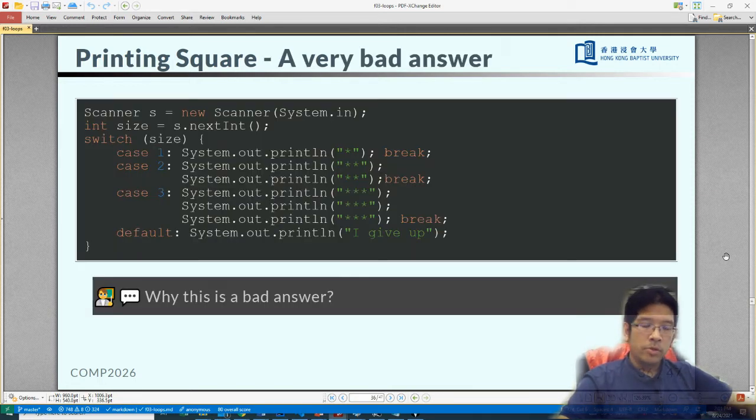So what we're going to do is write a program, probably using a loop. This is a very bad answer if we're not going to use a loop. Why? Well, as you can see, this solution simply tries to enumerate all the possible values the user can input. Unfortunately, the user can input a lot of different integers from 1 to 100,000, which means in our code we need to spend a lot of space to produce these things, which is totally infeasible.